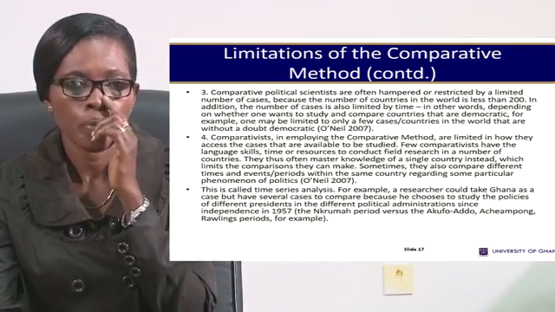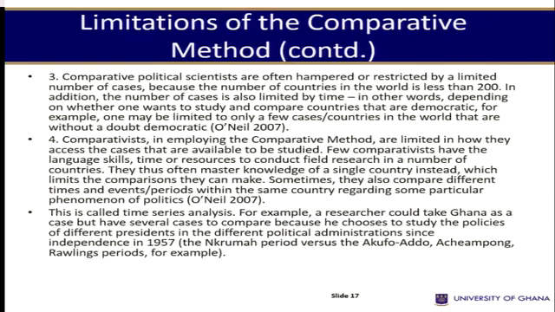To continue, comparative political scientists are also often hampered or restricted by a limited number of cases because the number of countries in the world is less than 200. In addition, the number of cases is also limited by time. In other words, depending on whether one wants to study and compare countries that are democratic, for example, one may be limited to only a few cases or countries in the world that are without a doubt democratic.